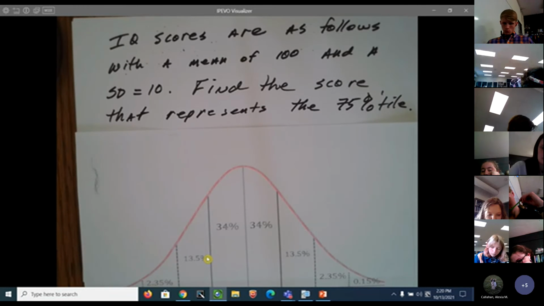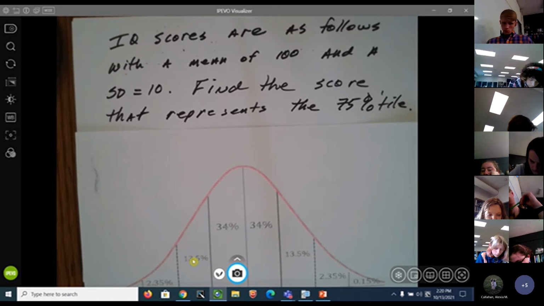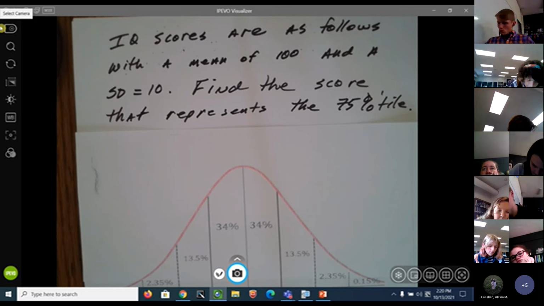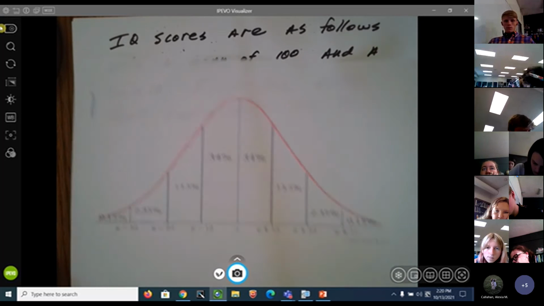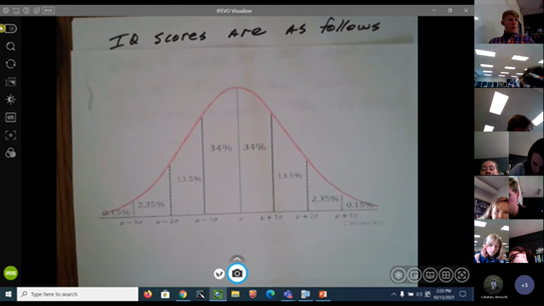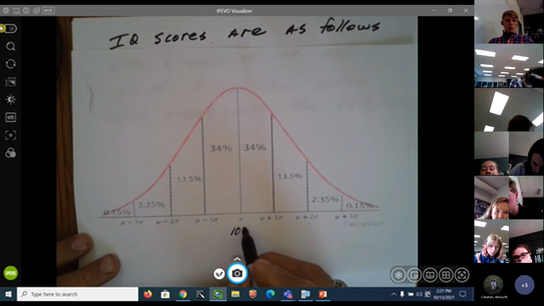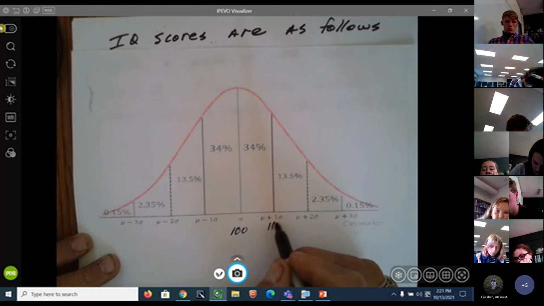The good thing about Unit 3 is there's only 4 sections, so we can go ahead and get this test out of the way quick. So we got a mean of 100 and a standard deviation of 10.